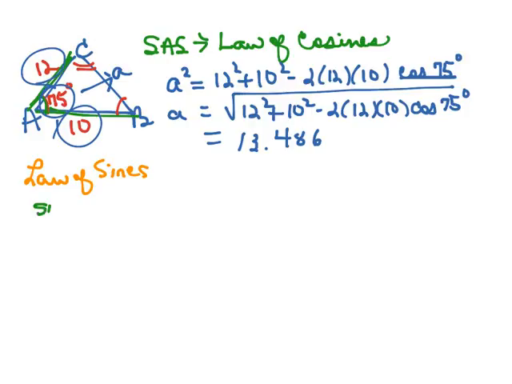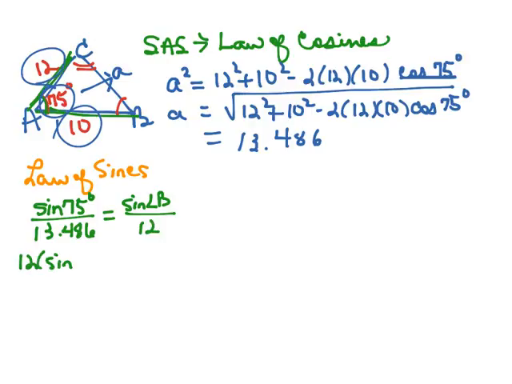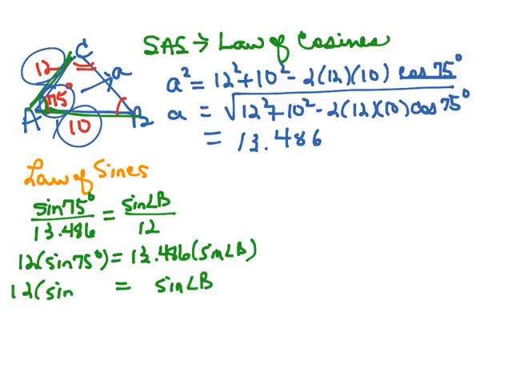So I would know that the sine of 75 degrees over the side across from it, 13.486, would have to equal the sine of angle B divided by the side across from it, which is 12. So 12 times the sine of 75 degrees, if we cross multiply, equals 13.486 times the sine of angle B.